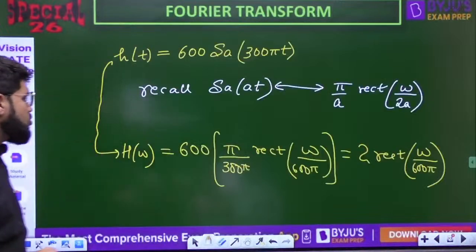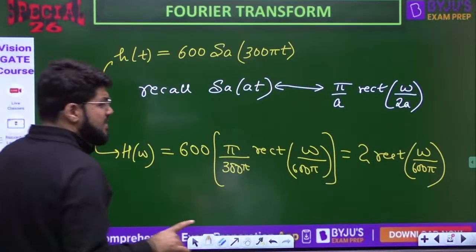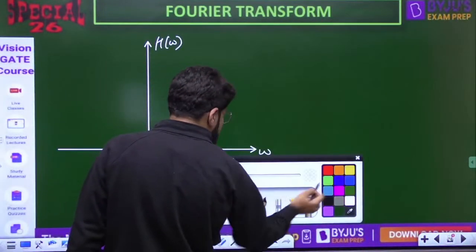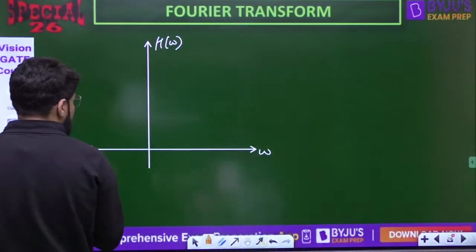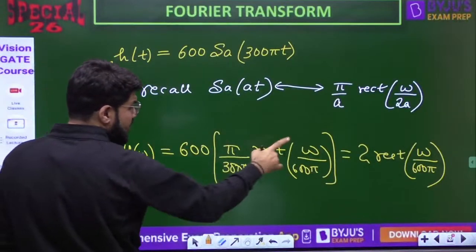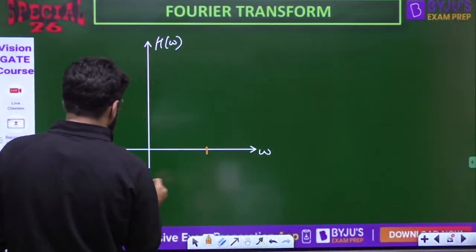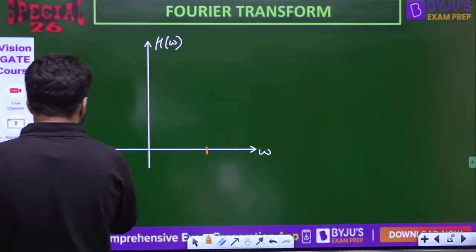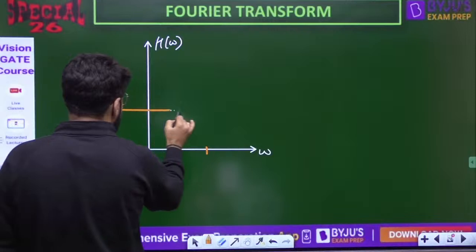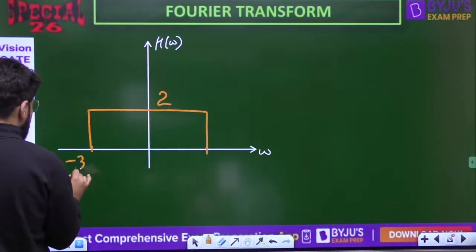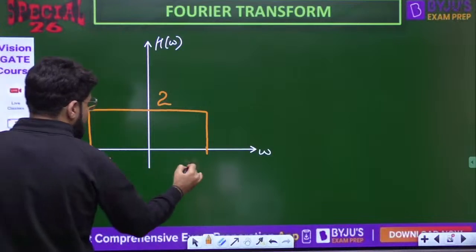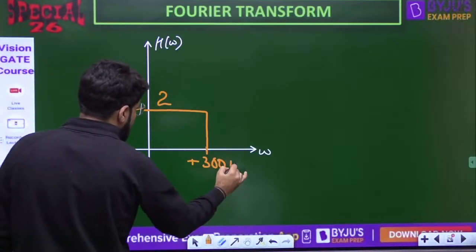If I want to plot the h omega, it is 2 rect omega by 600 pi, a rectangular function in the frequency domain, having the total duration 600 pi. So minus 300 to plus 300. The constant rectangular value will be 2, and this will be minus 300 pi and this will be plus 300 pi.